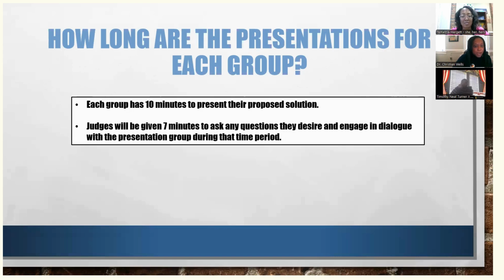With the presentations for the virtual case study, each pair will have 10 minutes to present the proposed solution. Then judges will be given 7 minutes to ask any questions they desire and engage in dialogue with the presentation group during that period. Depending on how many people sign up, hopefully we'll have enough judges and breakout rooms for them to go into and review.